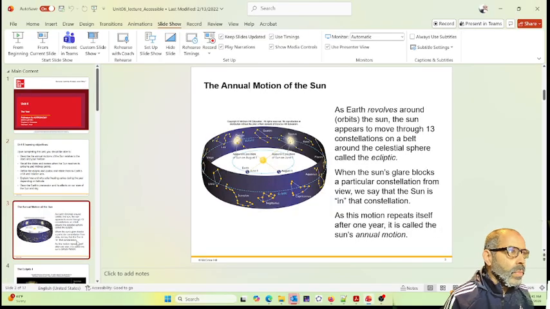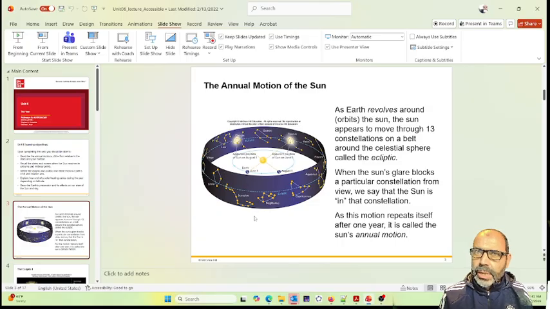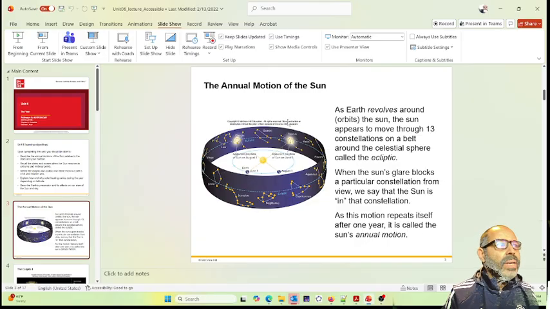So, the Earth, as it goes around the sun, gives the impression that the sun goes around the Earth. At least that's the apparent motion. Look at the position of the sun. If this is, for example, June 21st, you look at this orbit and you will see the Earth is here, the sun is here, but it appears as if it's in the Taurus constellation.